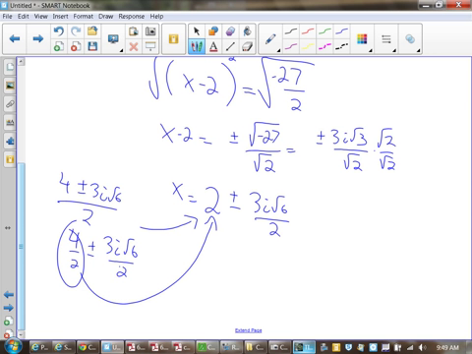Are the numbers going to be this ugly on the test? I don't know. I don't like it. All right, what about factoring?